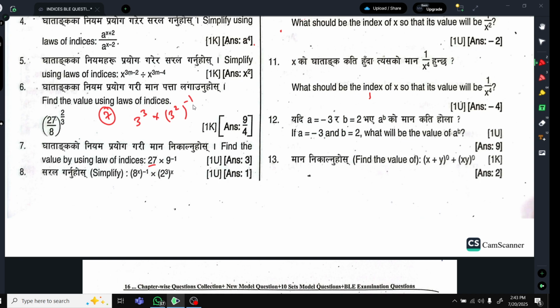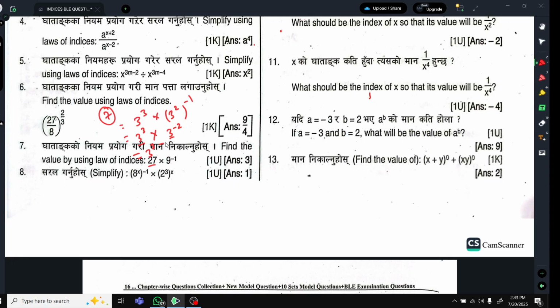Now 3 to the power 3, as it is in product form, bases are same, powers are added. But minus 2 is already there in the power. That is why we have to subtract. 3 to the power 3 minus 2 gives us 3 to the power 1, that is equal to 3. This is how question number 7 is solved.